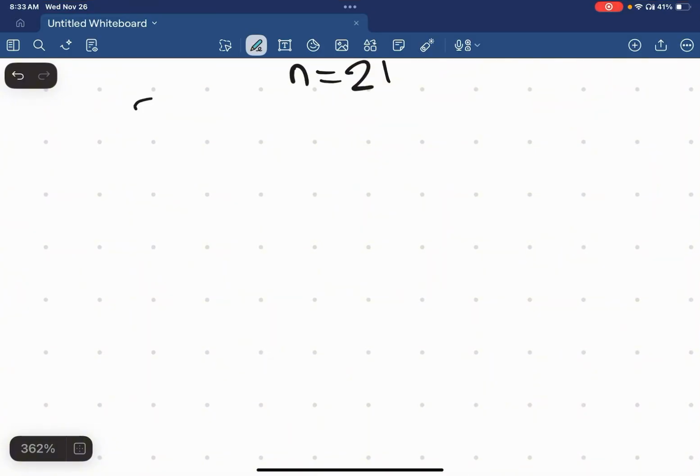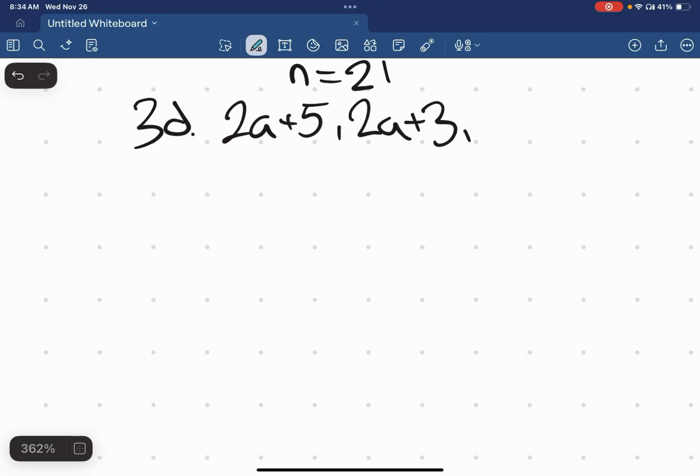Next is going to be 3D. Here we're introduced to a couple of variables. So we have 2a. Let me write that a bit separate from each other so it's not as confusing. We have 2a plus 5 is our first term. And already I can tell we have a common difference of negative 2 for each of these.